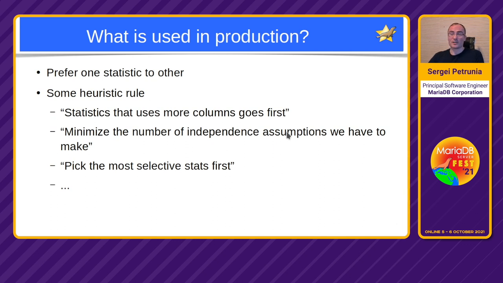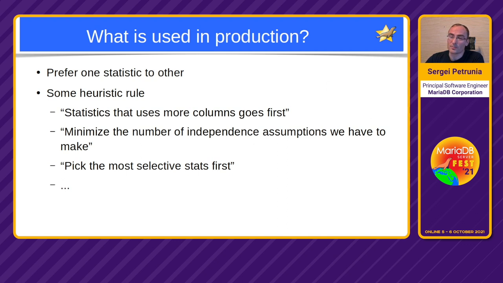Well, much more basic rules: some way to prefer one statistic to another, or some heuristics, like statistics that use more columns go first. I think PostgreSQL uses that. Multi-column statistics go first. Or you can try to minimize the number of independent assumptions you have to make, or pick the most selective statistics first, and so forth.